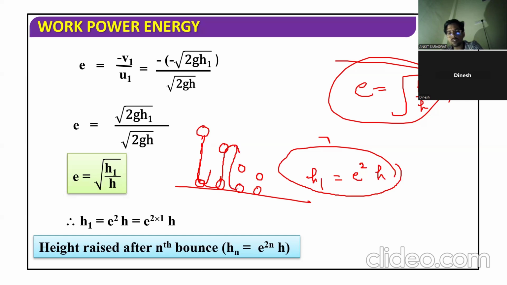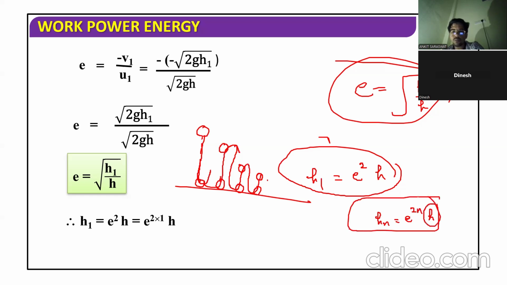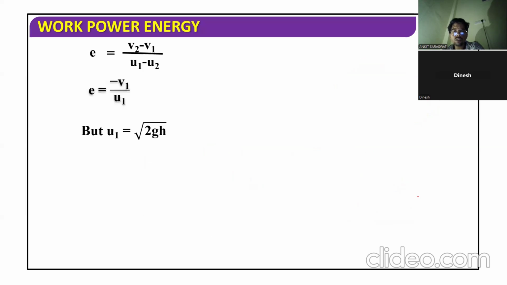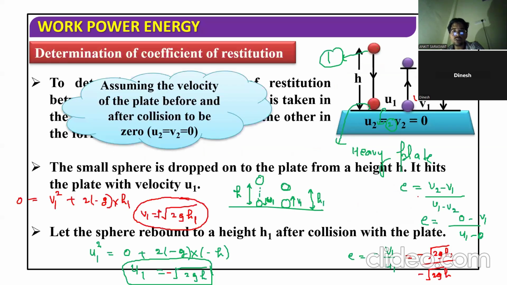Again bouncing, again coming, again bouncing. So you can check the height continuously decreasing. After the nth bounce, there is a direct formula: Hn will be e to the power 2n times h. What is h? The initial height from which you have dropped.